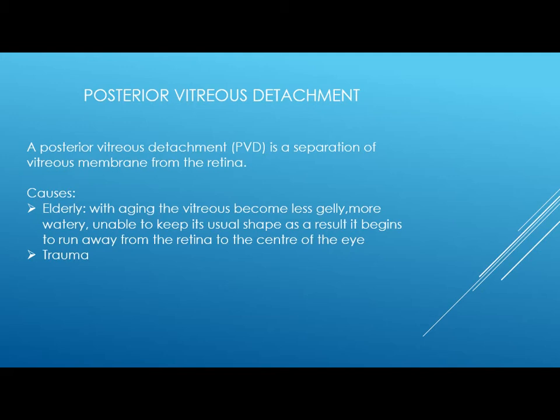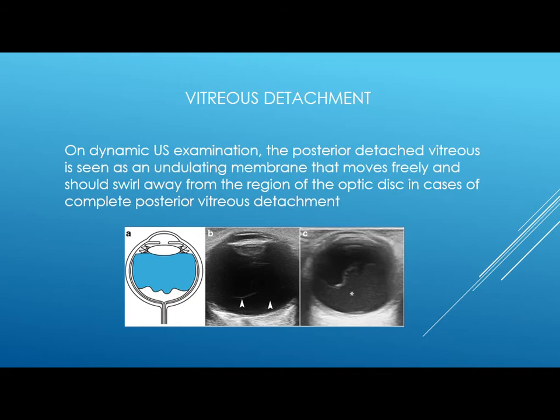Normally, it is jelly, and is responsible for the configuration of the eyeball. When elderly, it becomes less jelly, more watery, so it is unable to keep the usual shape. As a result, it runs away from the retina toward the center of the eye. It also occurs in trauma. Vitreous detachment usually occurs posteriorly because anteriorly it is firmly attached to the retina.